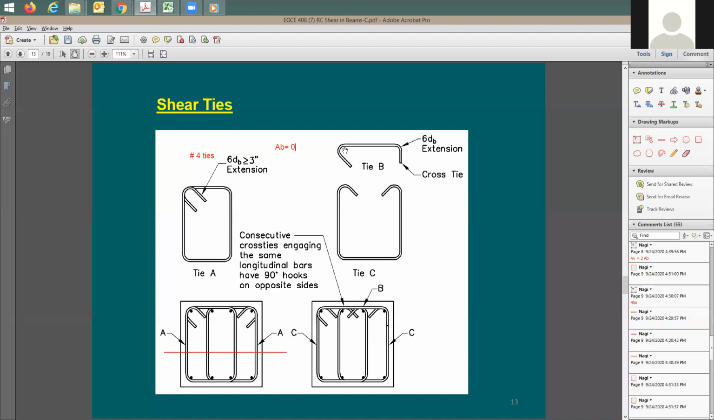To 0? Are you sure? I know it's 0.5. 0.2. Oh, no, 0.2. Number 4 is 0.2 square inches. This is how I know it. So it's going to be 0.2 square inches.